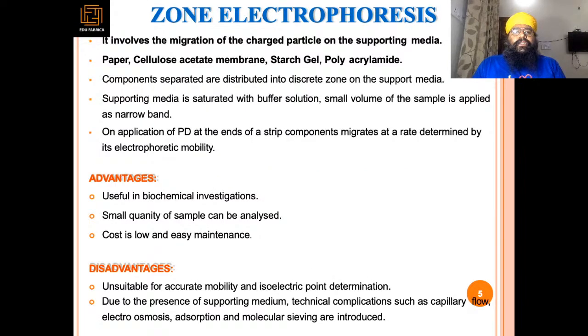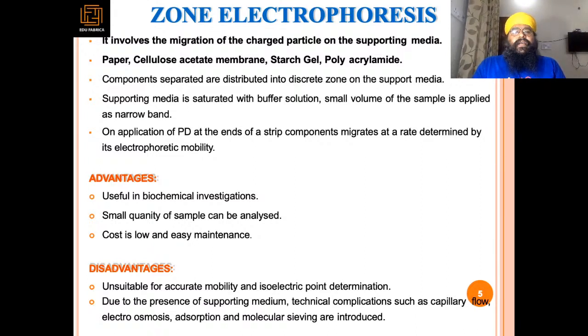First of all, zone electrophoresis: in this, charged particles move along a supporting media, and the supporting media that we use could be polyacrylamide, starch gel, cellulose acetate membrane, and paper. Components are separated and distributed onto discrete zones on the supporting media, which is saturated with the buffer solution, and a small volume of sample is applied as a narrow band. On applying a potential difference to the ends of the strip, the components start to migrate according to their electrophoretic mobility.